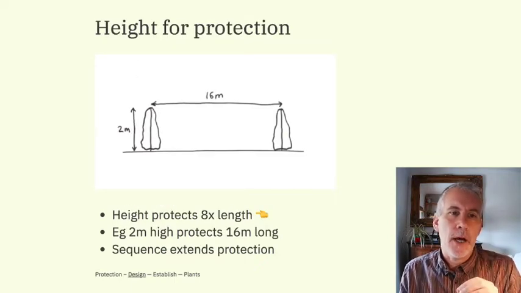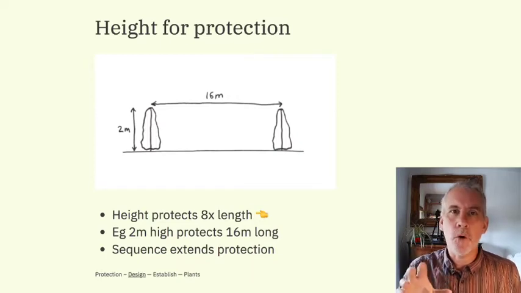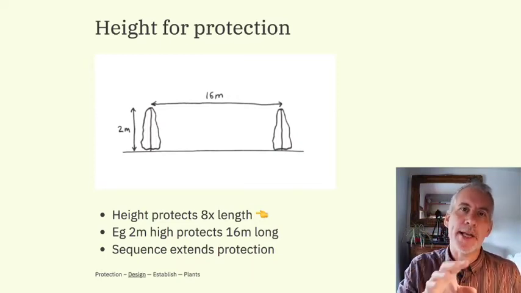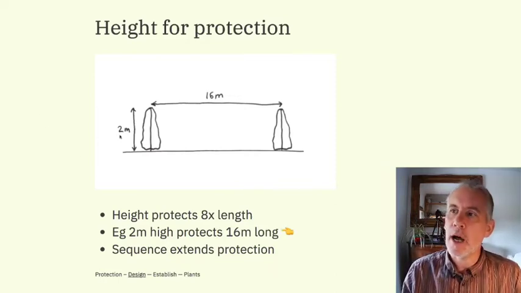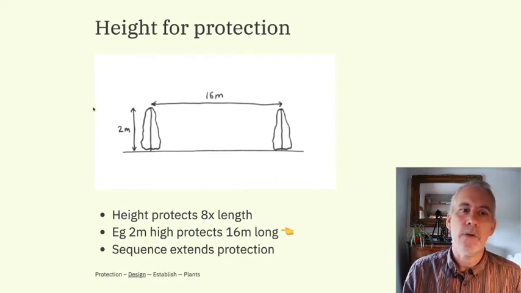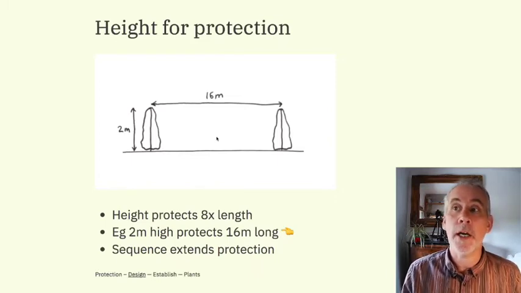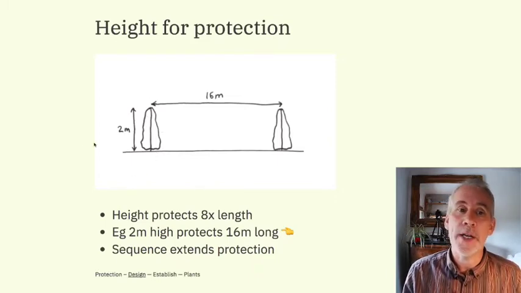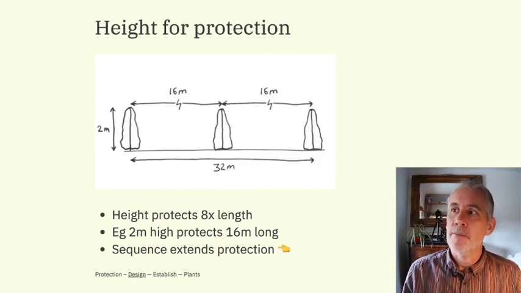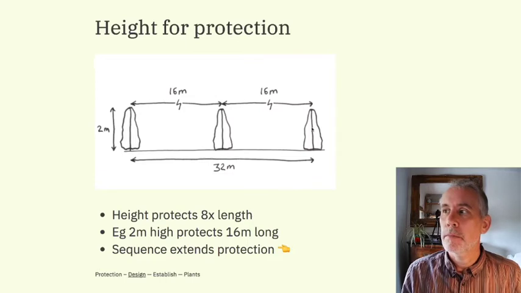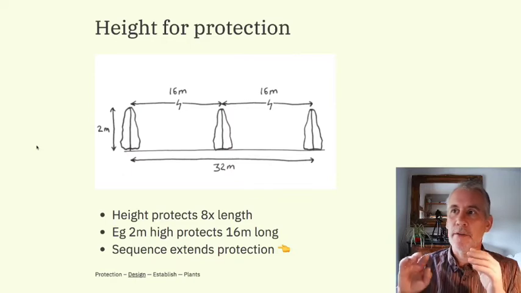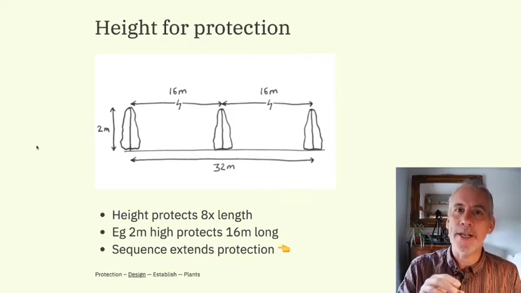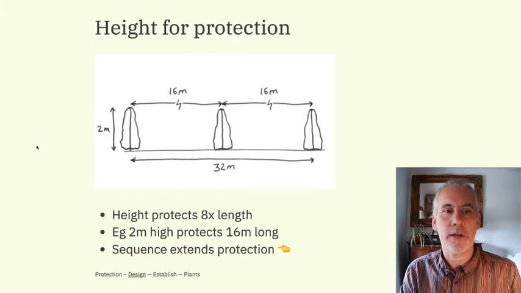Height for protection. This is a simple formula, really easy to remember. The height protects for 8 times the length. What that means is, if you have a 2 meter high hedge, it will protect for 16 meters. So if you have a 32 meter wide garden, you'll want a 4 meter high windbreak. Alternatively, you can have 2 windbreaks to extend that protection for 32 meters. So you can have 2 2-meter windbreaks or 1 4-meter windbreak, and that's how far the protection will extend for.